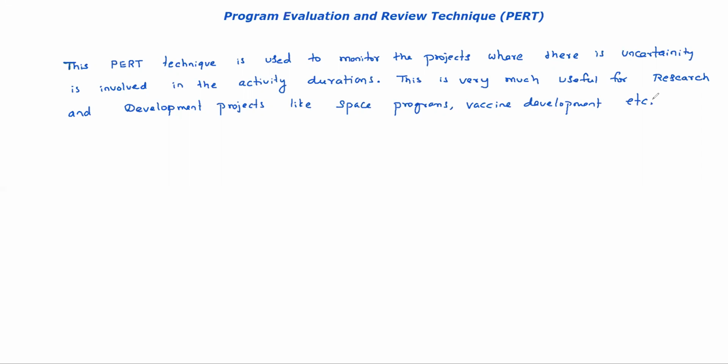Whereas in CPM, critical path method, you can estimate the time exactly, but here you cannot estimate time exactly because we don't have any previous experience on this. That's why we cannot estimate time duration of activities. So this is a probabilistic approach. So probabilities are involved here in time estimations.